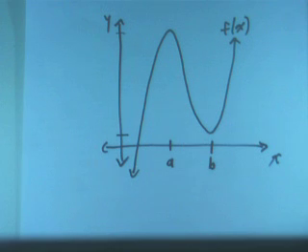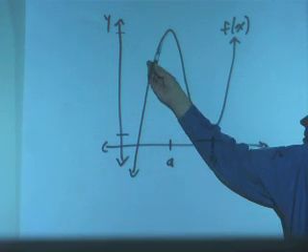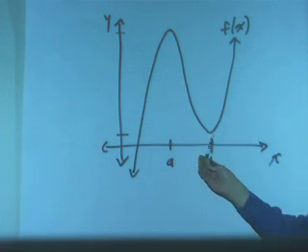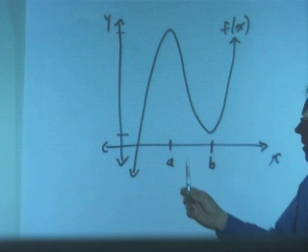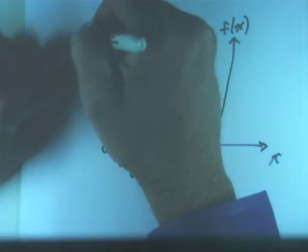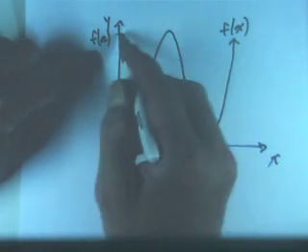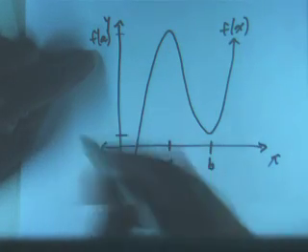Here we have a continuous function on the interval a to b. The function is continuous. It has no points of discontinuity on the interval a to b. Now you'll notice that f of a is this value up here. Right? There's f of a, the value of f of a right there. Here's f of b, it's this value down here.